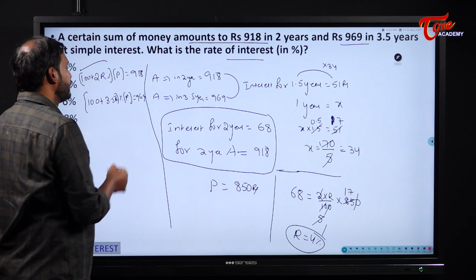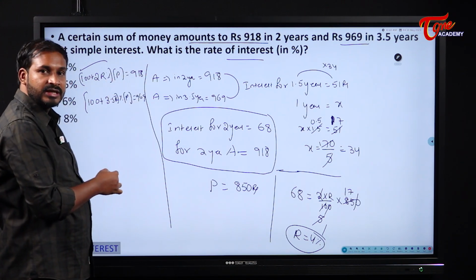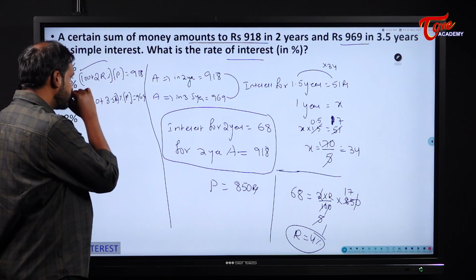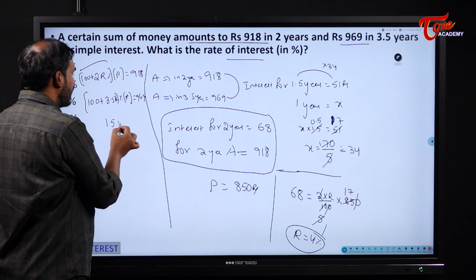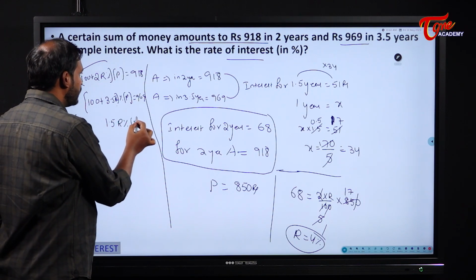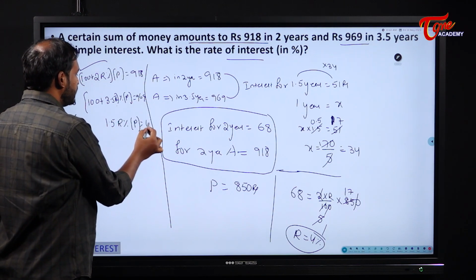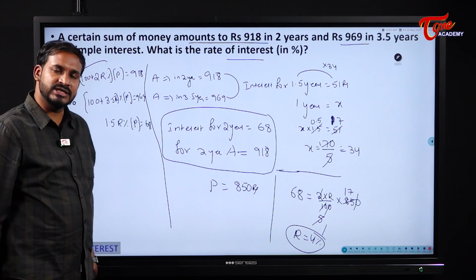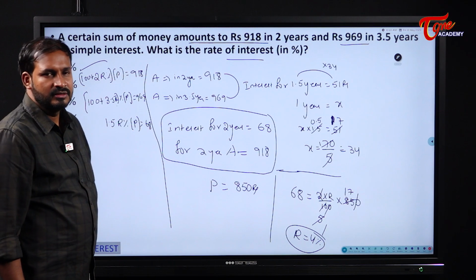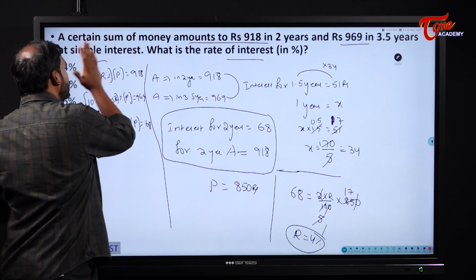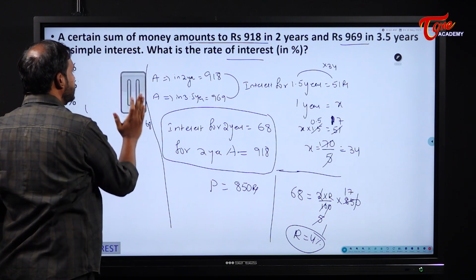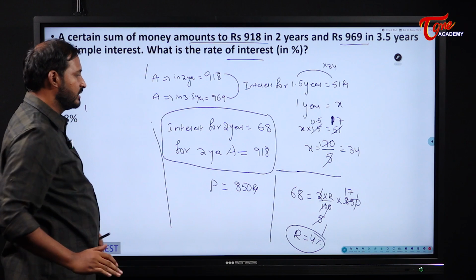And the difference between these two will be how much, students? This minus this. 1.5R percentage of P is equal to what? 68. Here you will have two unknown values. Once again you will come to the same story. Okay. So that is the reason I didn't tell you this method. You can directly take this problem in the first method only.